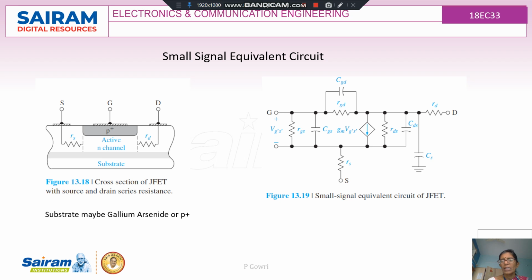Here we can see that RGS is the internal resistance and the diffusion resistance of the device, and similarly RDS is the diffusion resistance of the drain terminal. Similarly, the capacitances are given as the junction capacitances CGS and CDS. Here we assume that S is the source terminal with respect to the substrate. And here the current source is given as GM into VG dash S dash.